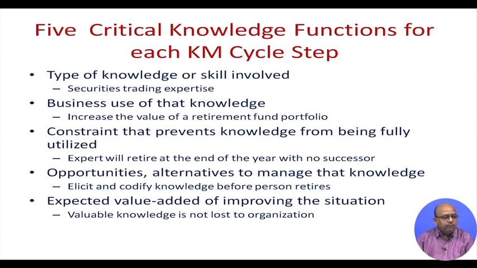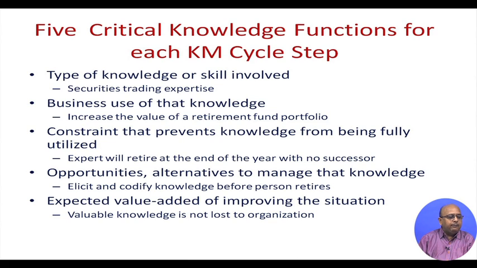Now, there are 5 critical knowledge functions for each KM cycle. For example, the type of knowledge or skill that is involved, like securities trading expertise, a different kind of knowledge or skill. It is not only explicit, but more tacit. Then the business use of that knowledge. How are we going to increase the value of a retirement portfolio? This is the example that is taken here. Suppose you are earning money, then how are you going to use the retirement portfolio, so that when you retire, you are going to live a good decent life.